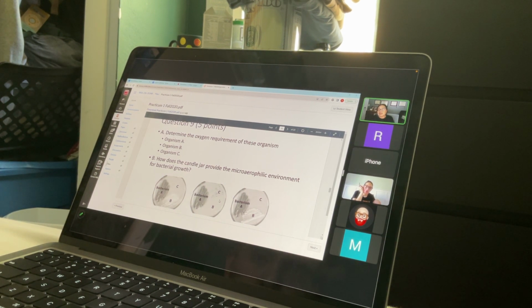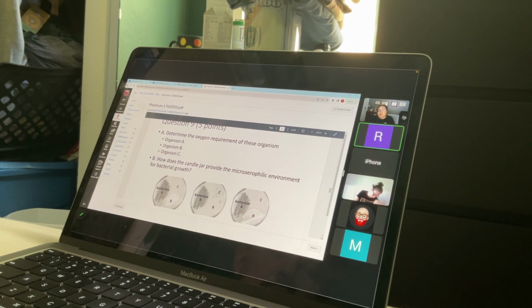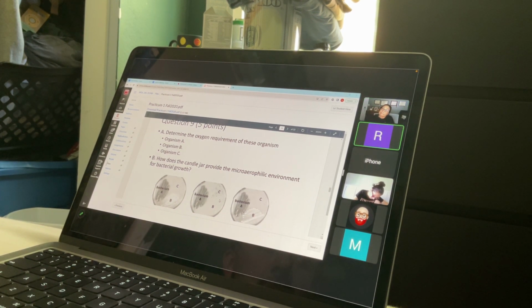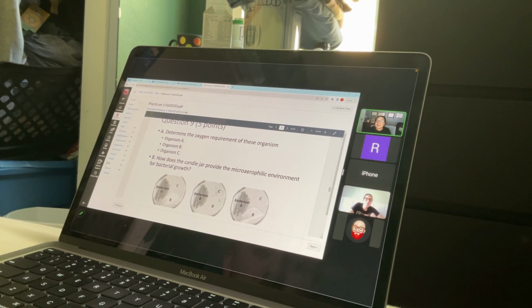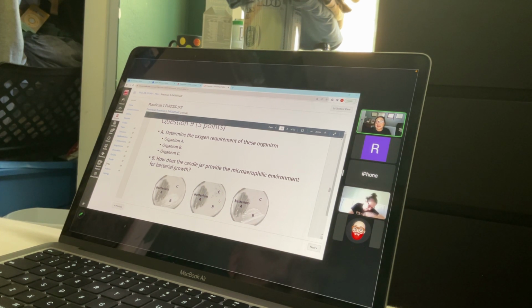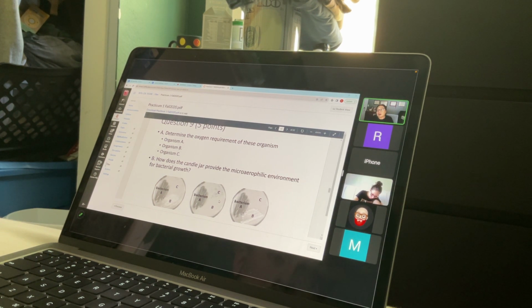And then the follow-up question is, well, what makes the candle jar a microaerophilic type of environment? The oxygen decreases and the CO2 increases. How? Because obviously we know that the candle requires oxygen to keep burning, but eventually the candle gets turned off and it's going to release the CO2. Right, we're burning something. So when we burn something, we release CO2, and to have fire, you need oxygen. And so when the fire goes away, that means our oxygen level is also going away.